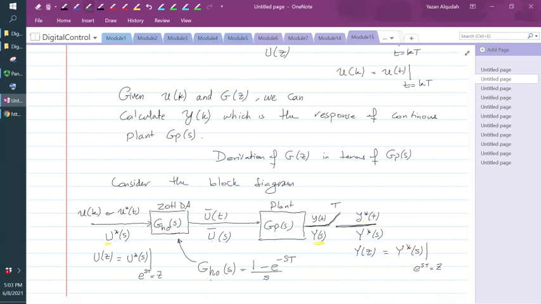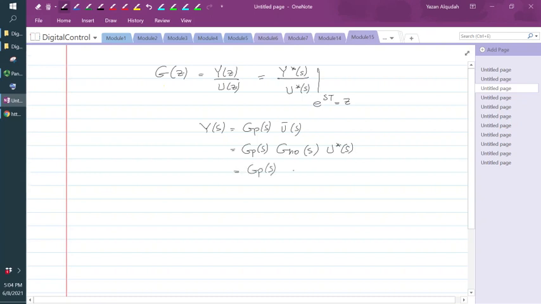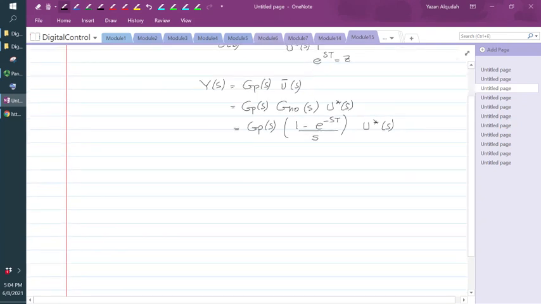So this multiplied by the zero order hold is going to give me the output U bar of S. So therefore, this is going to equal the zero order hold multiplied by U star of S. And this is equal to GP of S multiplied by the zero order hold, 1 minus e to negative S multiplied by T divided by S, multiplied by U star of S. Now we are stuck. How can we simplify this?